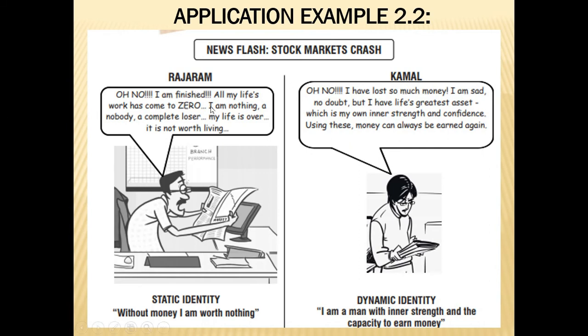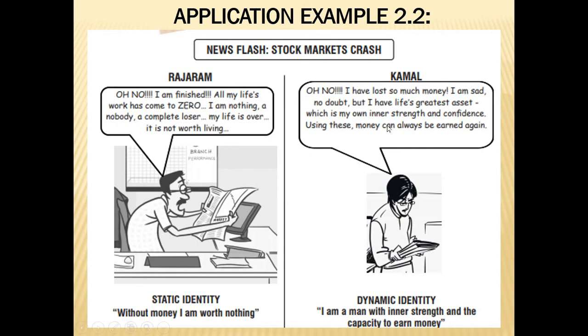Rajaram thinks, "Oh no, I'm finished. All my life's work has gone to zero. I'm nothing, nobody, a complete loser. My life is over. It is not worth living." This is the case for most people in today's generation: zero confidence, no boost in their life. They find it hard to understand things or do something new. So whenever something unexpected happens, they try to quit. They take wrong steps like that.